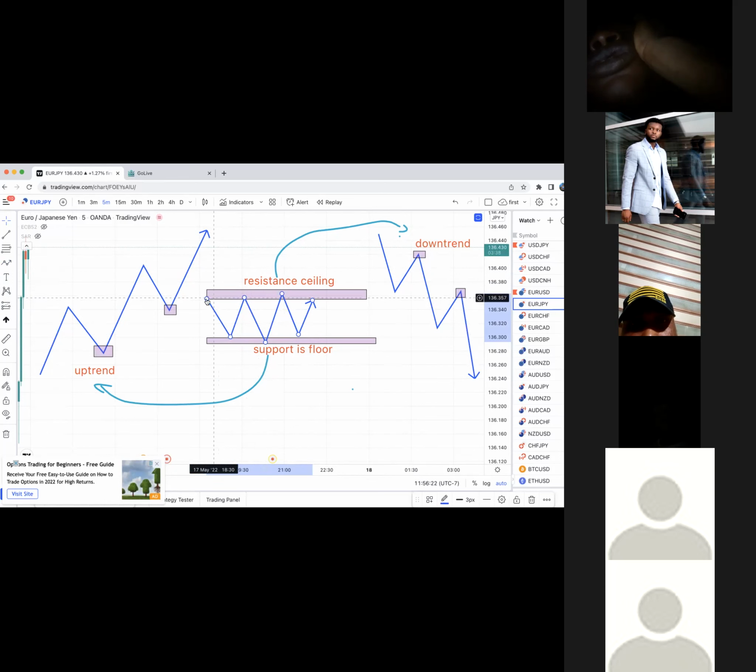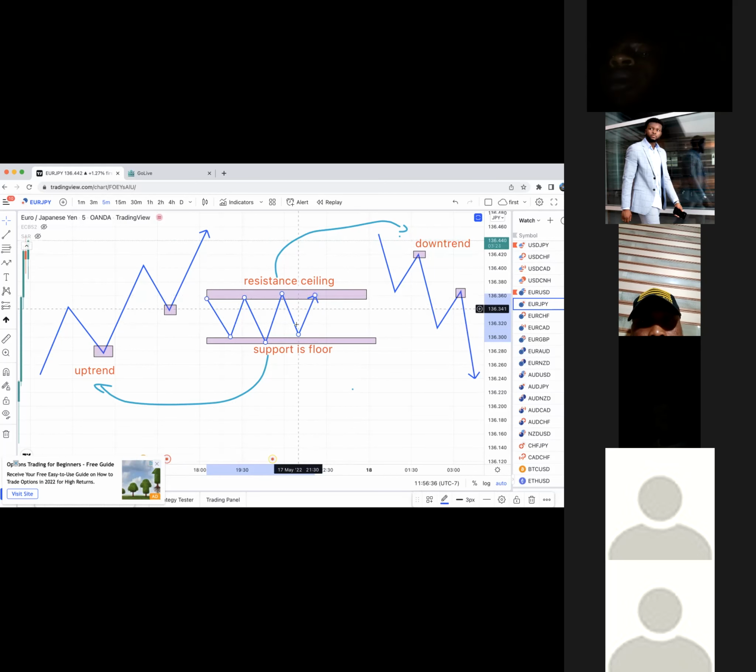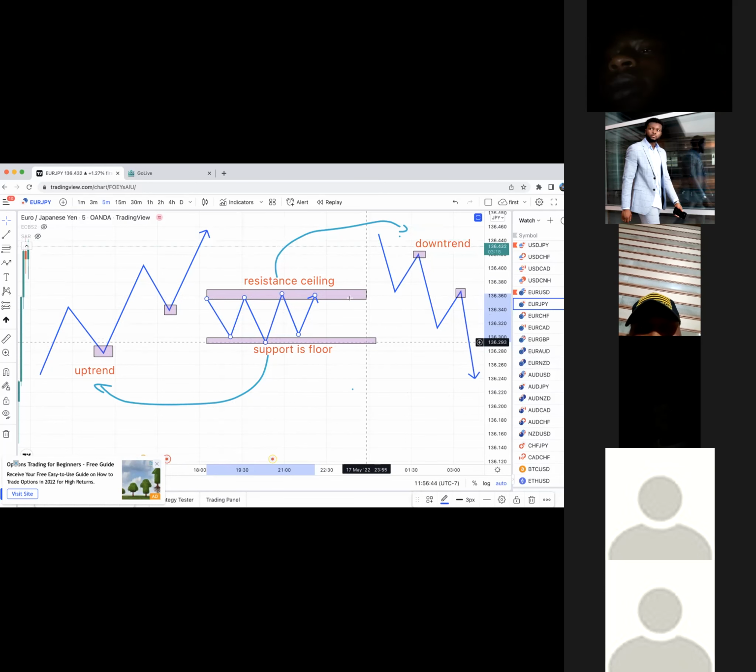What kind of market is this? What kind of trend is this? Who knows? It's easiest to identify support and resistance in this type of market. What kind of trend is this, guys? What is the market doing right now between the floor and the ceiling? What's the market doing right now? Consolidation, exactly. It's easy to identify support and resistance in a consolidation market, in a sideways trend.